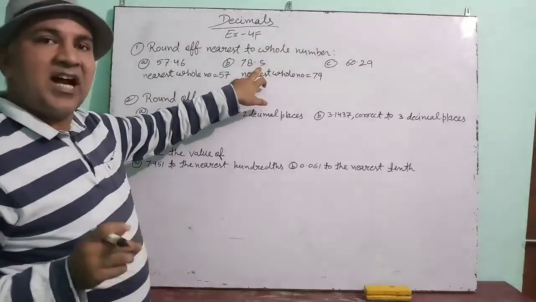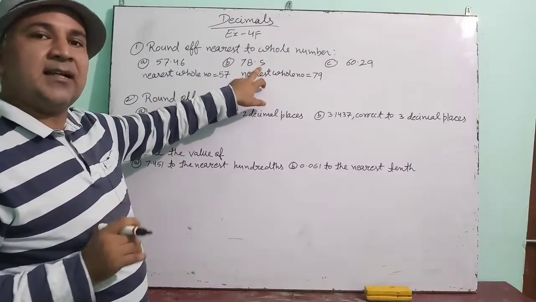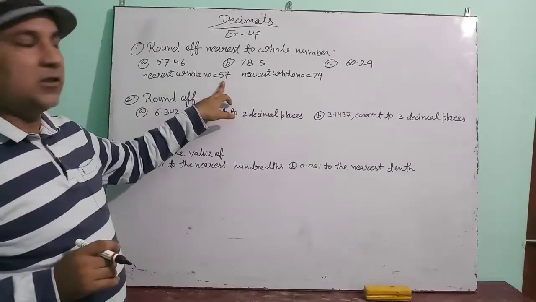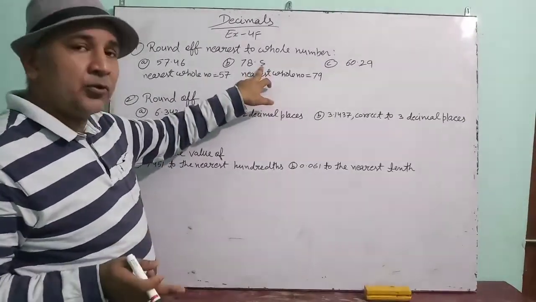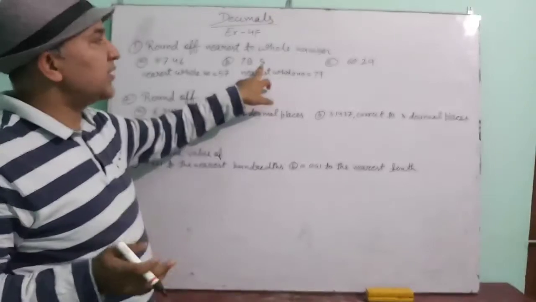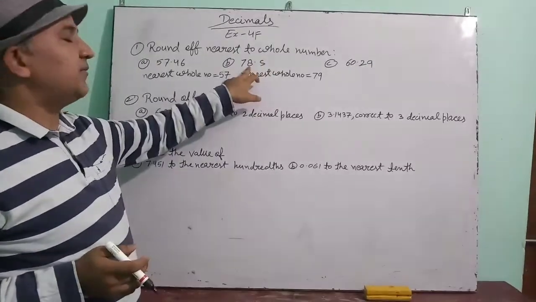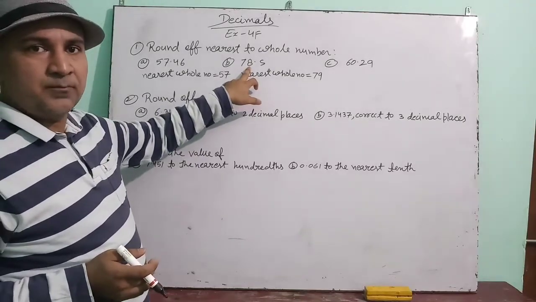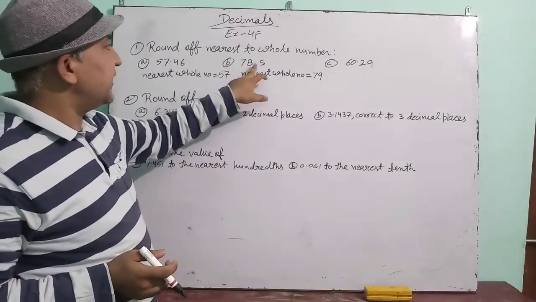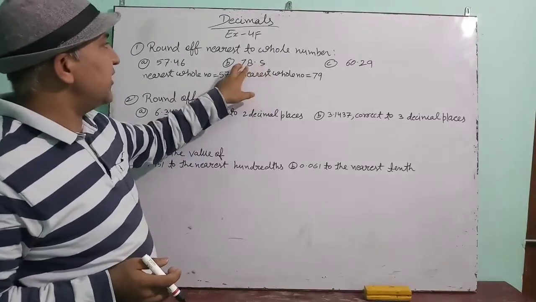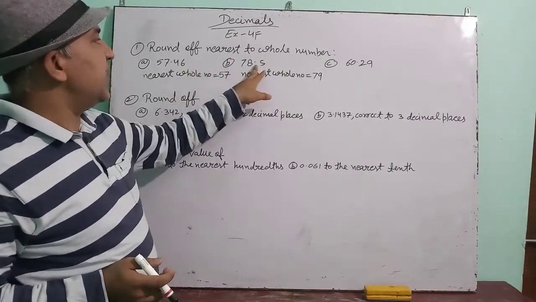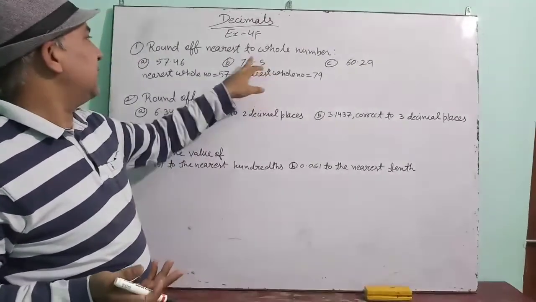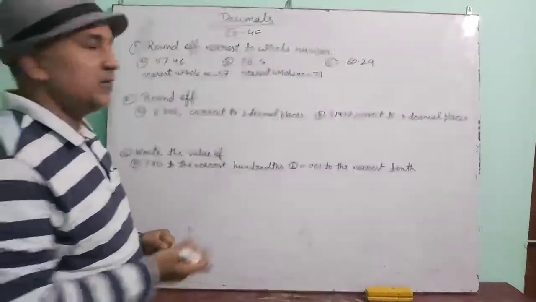If the number which we have to remove is smaller than 5, then we write the number as itself. But if the number which we have to remove is 5 or more than 5, then 1 will be added to the previous number. Understood? Here in 78.5, we know that 78 is the whole number, meaning we have to remove this 5. 5 is not less than 5, so 1 will be added to the previous number. See one more.